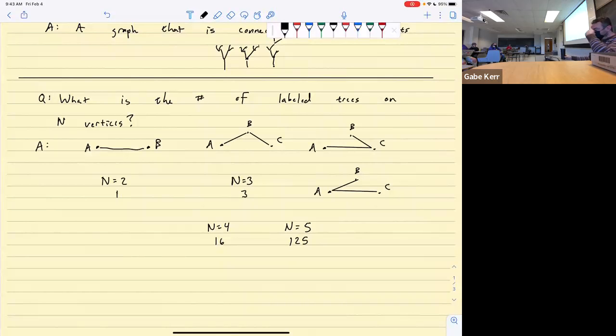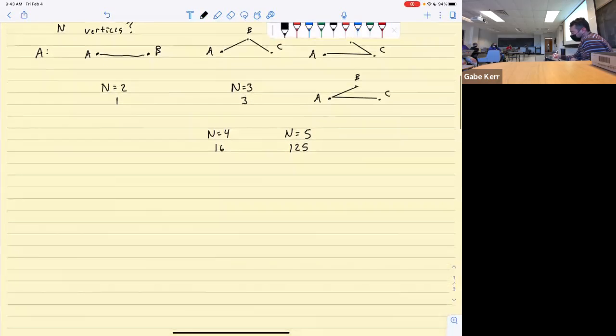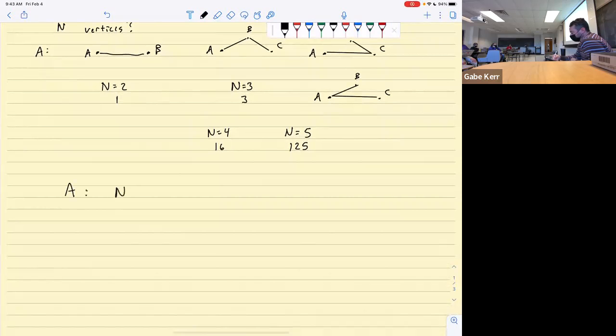Okay, you're seeing something. So there's a pattern of a power, right? This was 4 squared. This is 3 to the first power. This is 5 to the third power. This is also 2 to the 0th power. So in fact, the answer is n to the n minus 2. That's a very cool result.